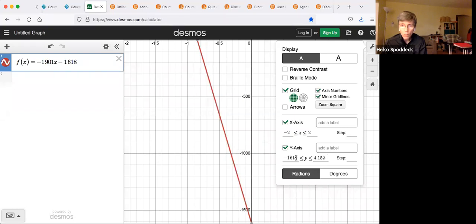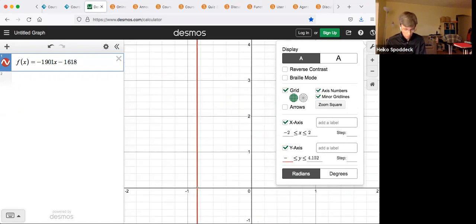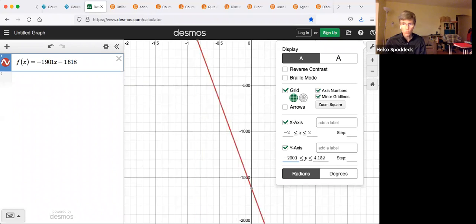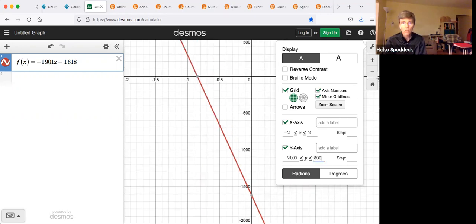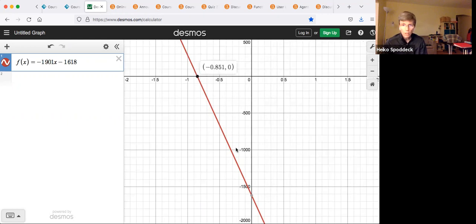First of all, I want to go further below -1618. So I'm just going to think big, and I'm going to just go -2000. Oh, look, now that point is really nicely visible. And then instead of going only until 4, I'm just going to say, well, let's do 500 or something like that, right? So now look at our 2 points. Now I can click on this one, I can click on this one, and they're really well visible.